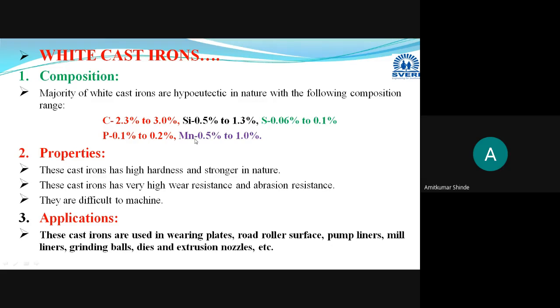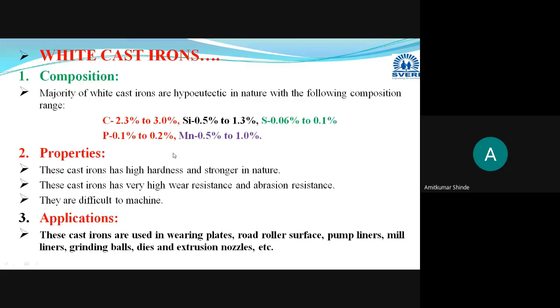Silicon will be 0.5 to 1.3. Sulfur will be 0.06 to 0.1. Then phosphorus 0.1 to 0.2%. Manganese will be 0.5 to 1%. And the remaining will be iron. Iron is the basic element here, same as in steel. Steel also has iron as its base element. Here also, the basic or parent element is iron only.